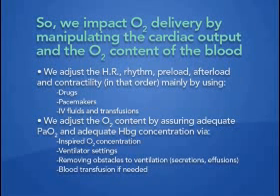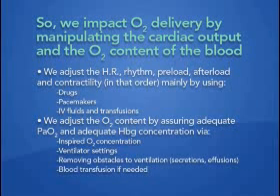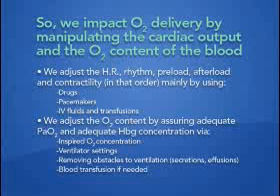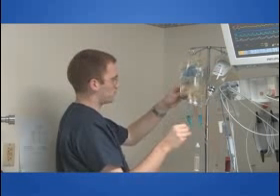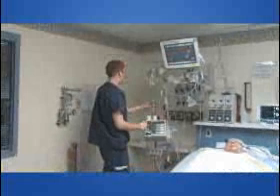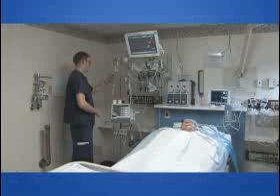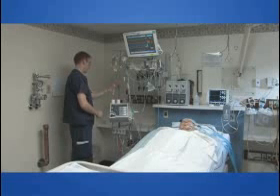For example, we adjust the heart rate, rhythm, preload, afterload, and contractility in that order, mainly by using drugs, pacemakers, intravenous fluids, and transfusions. We try to adjust the oxygen content of the blood by assuring adequate PaO2 and adequate hemoglobin concentration via changing the inspired oxygen concentration, changing the ventilator settings, removing obstacles to ventilation, such as secretions or effusions, and using blood transfusions, but only if absolutely necessary.